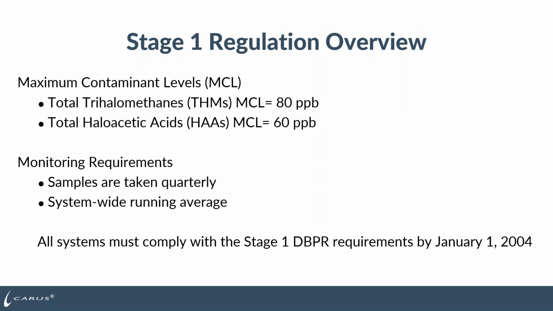The original Stage 1 rule set the maximum contaminant level for THMs at 80 parts per billion and haloacetic acids at 60 parts per billion. Under the Stage 1 regulation, samples were taken quarterly and you had a system-wide running average, so you averaged all your sites together in order to get in compliance. Now, this is an old rule, so systems were to comply with the Stage 1 disinfection byproduct rule back in January of 2004.